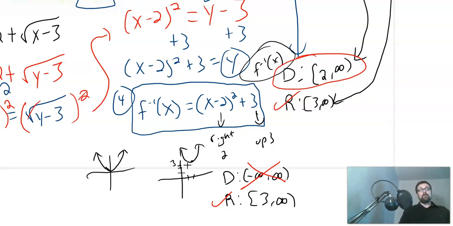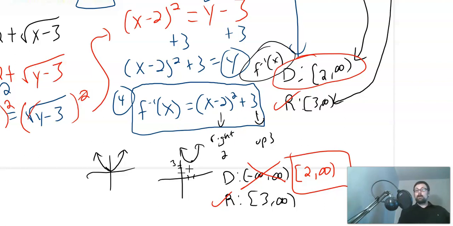The domain would have been negative infinity to infinity. We are going to restrict the domain to just 2 to infinity to get the domain we're supposed to get for this to be the inverse function. So I'm overriding this one and I'm stating it needs to be this instead. I'm stepping in and manually changing it. I don't know how else to say it. By doing that, what happens to my graph?